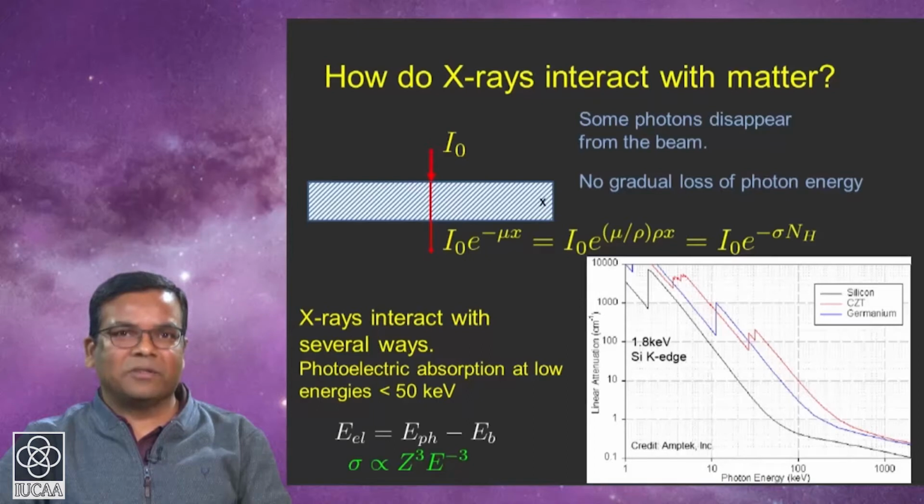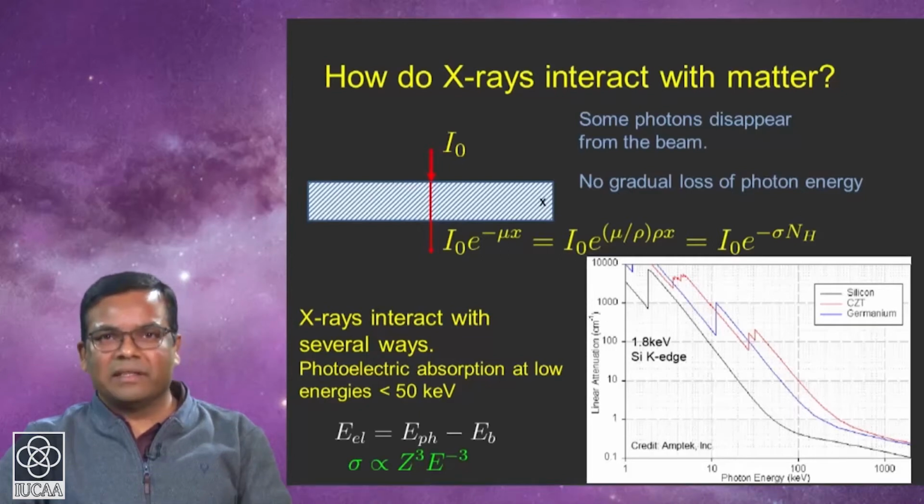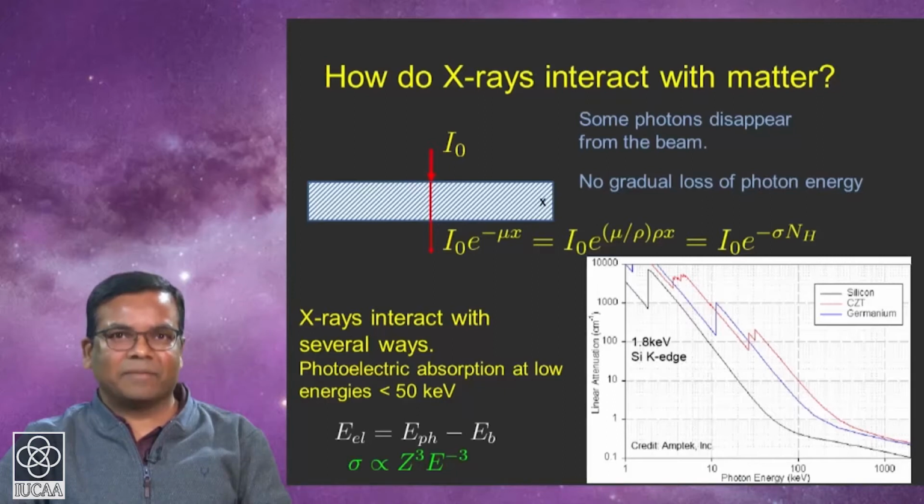So, intensity has reduced by this factor e to the power minus mu x, where x is the thickness of this slab and mu is the absorption coefficient. If you are talking about interaction of X-rays with the solid material, we usually talk in terms of the densities and thickness in terms of gram per centimeter square, and then the absorption coefficient becomes mass absorption coefficient.